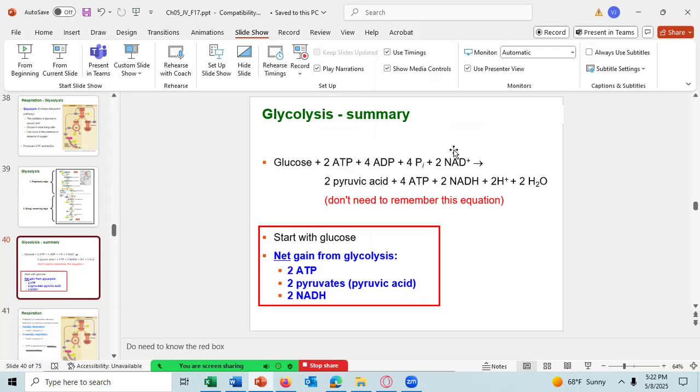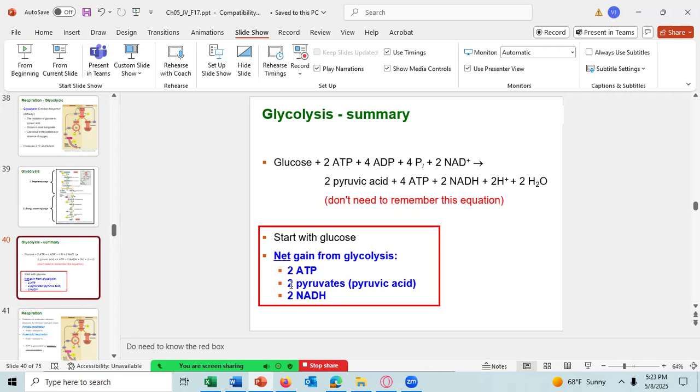You only need to know the summary of glycolysis. You start with glucose, and you probably should know that you add in 2 ATP, but you get out 4 ATP, and that's a net gain of 2 ATP. You must know that you get a net gain of 2 ATP from glycolysis. You start with glucose, you end up with 2 pyruvates and 2 NADHs. We'll talk about the 2 NADHs in a little bit, although I've already talked about them.